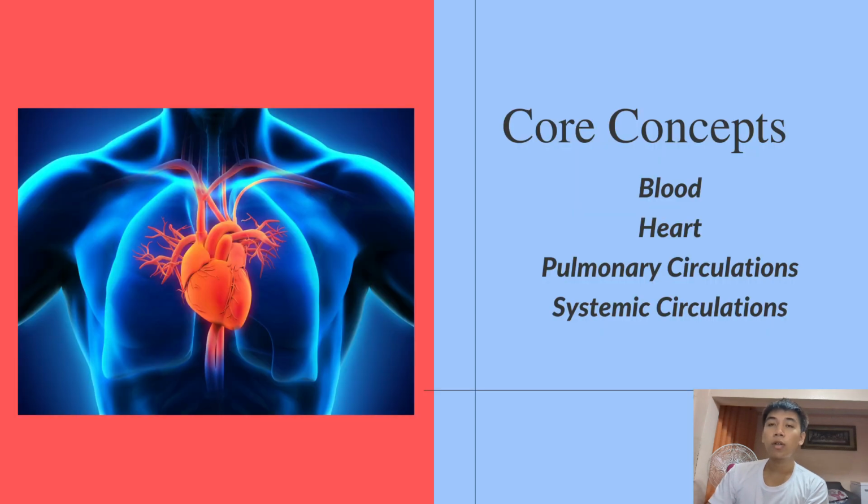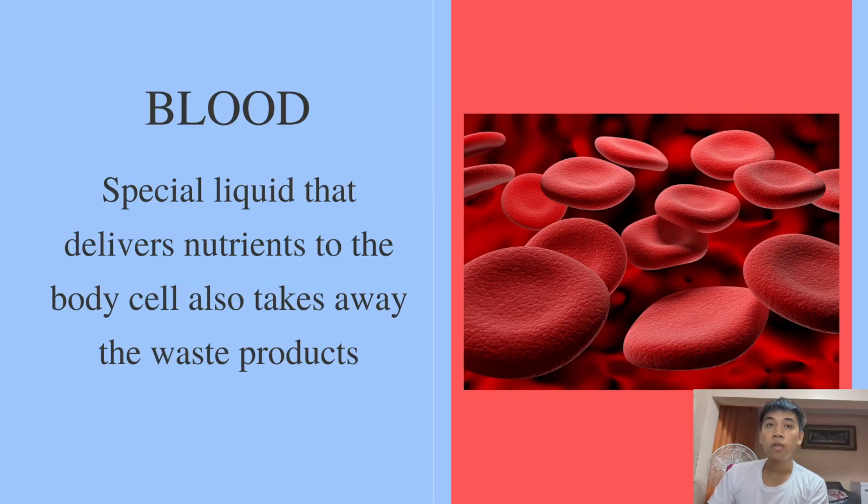As for our core concept, we have here the blood, the heart, the pulmonary, and the systemic circulation. As for the blood, we know that the blood is a special liquid that not only provides nutrition to the body cells but also removes waste products.